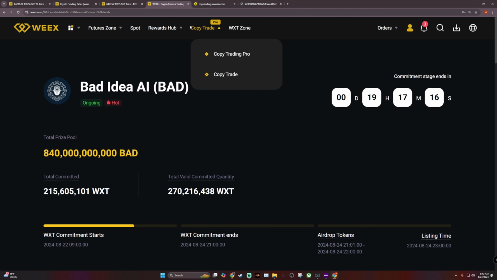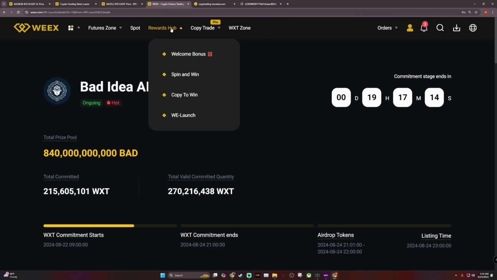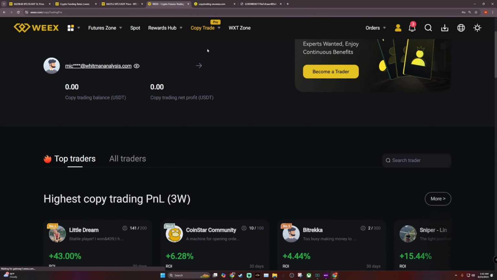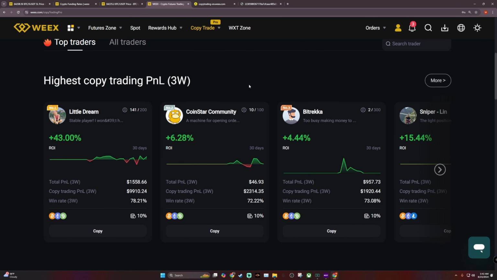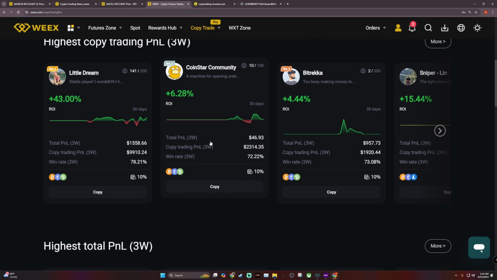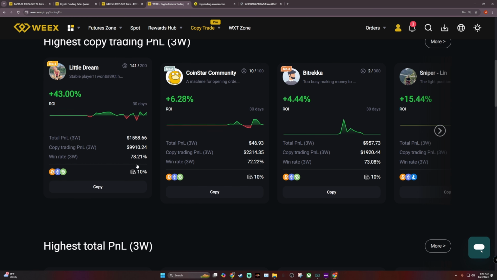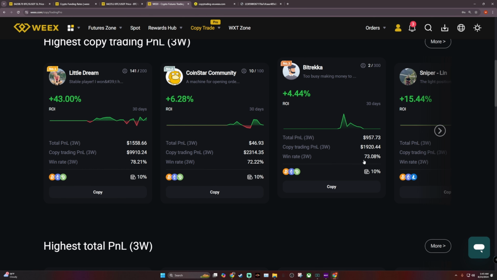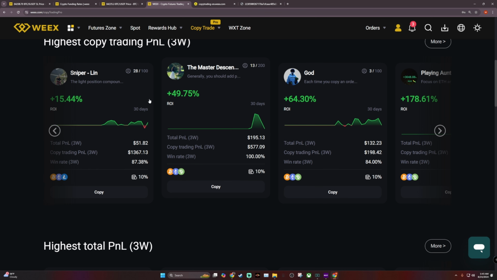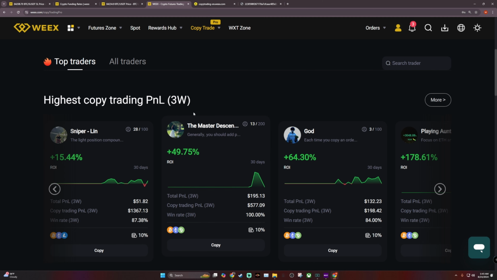Afterwards, you have copy trading. We talked about this a little bit with the copy to win. You get the bonuses for doing the copy trading. But if you guys go over here to Copy Trading Pro, basically what you guys are going to see is a bunch of different traders out there. You guys can see how much the profit has been, the total profit, the win rate that they've had, 78%, 72%, 73%, all winning rates here. Some up 84%, some at 100%. And you guys can copy them if you guys want to. This is an optional thing when it comes to traders.